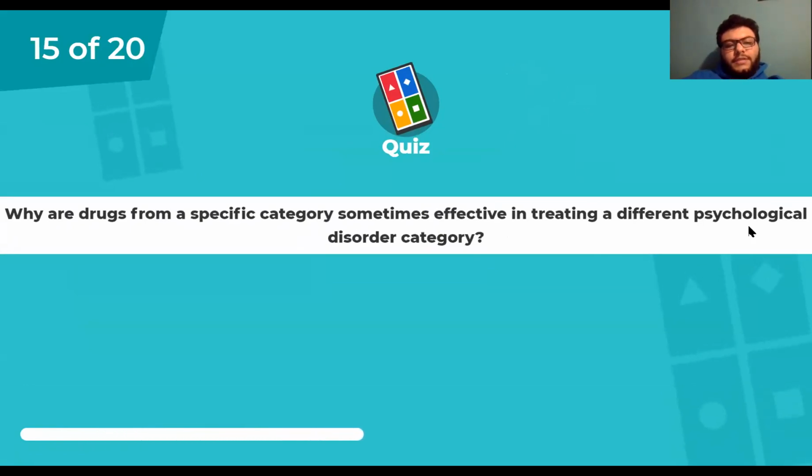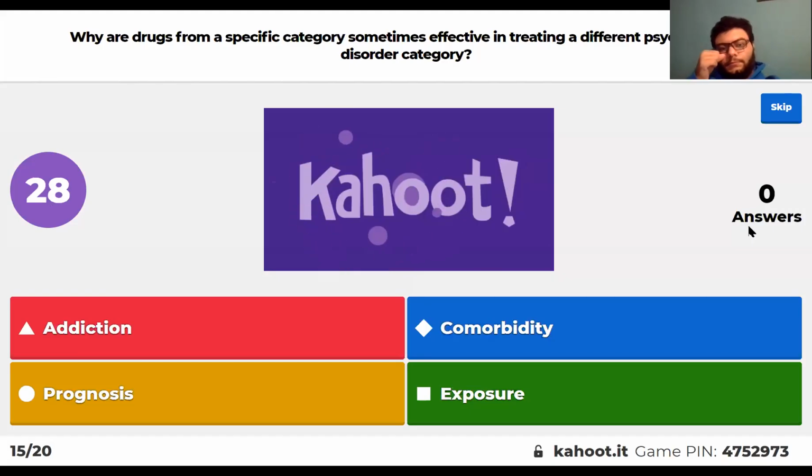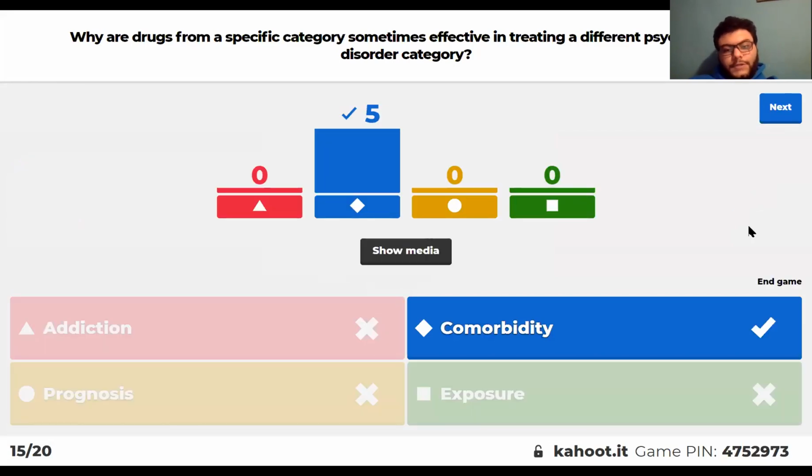Why are drugs from a specific category sometimes effective in treating a different psychological disorder? Awesome. So like we said, neuropsychologists often compare thoughts and behavior to chemicals and electricity. So many of the same disorders, most likely the ones that have higher comorbidity chances, use the same neurotransmitters, the same chemicals in the brain. So the same drug can help different disorders.